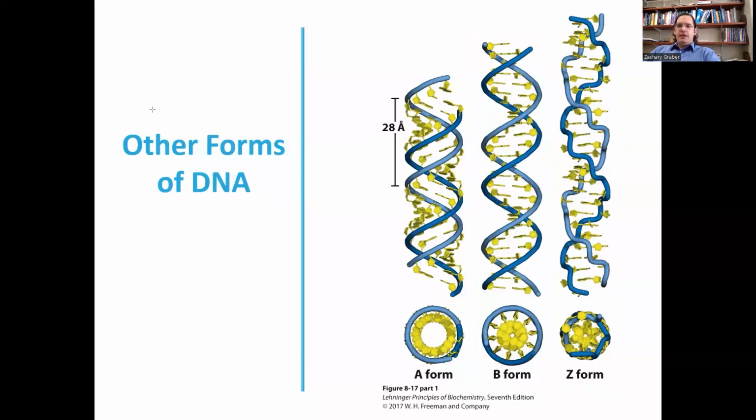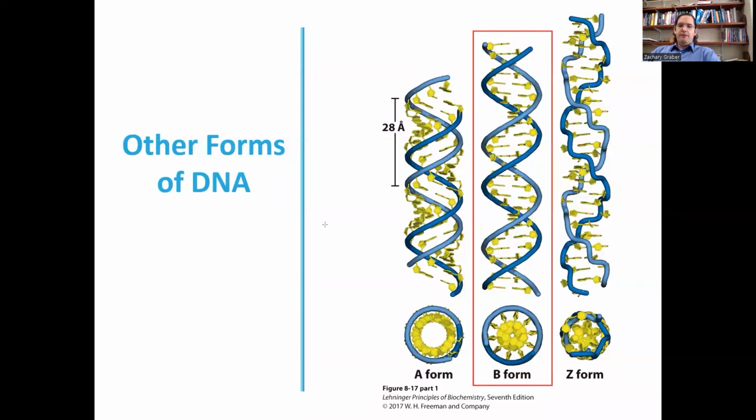The first alternative DNA structures that I want to look at are other forms of our DNA double helix. So in the middle here, we have the normal, typical B form of our DNA. So this is the standard double helix that was first proposed. And then on the left and right here, we have our A form and Z form.